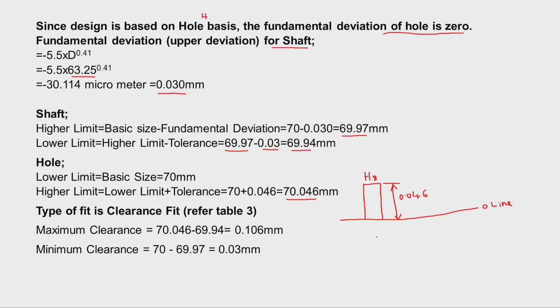And then, this is the lower limit for the hole, which is equal to the basic size, 70 millimeter. Since the deviation is 0, the lower limit for the hole is equal to the basic size, and we have to add this tolerance value to this basic size to get the upper limit of the hole. Then the upper limit of the hole is 70.046 millimeter, this is the upper limit.